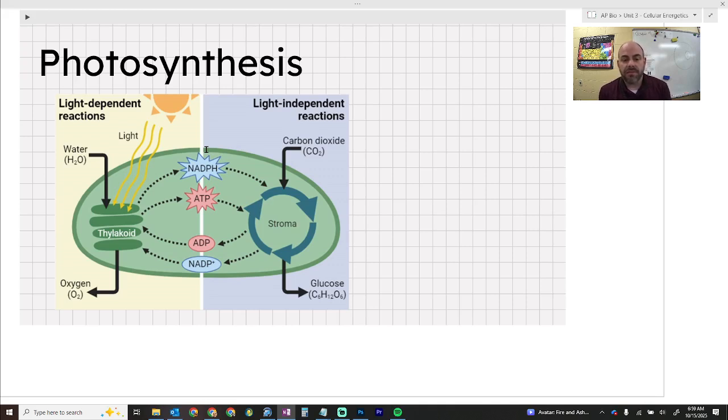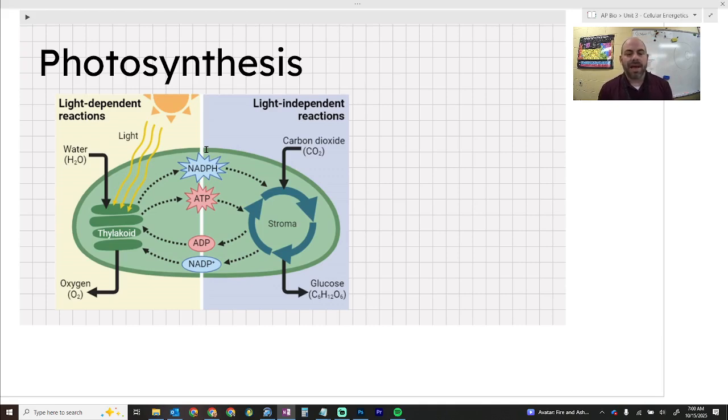The stroma is the fluid portion of the chloroplast, and what's happening in the light-independent or the Calvin cycle is energy from NADPH and ATP is being used to fix carbon, and glucose is going to be the product of this reaction. Notice that ATP and NADPH are used up in this reaction, and the ADP, which represents the used up form of ATP, and NADP plus, which represents that NADPH having dropped off those electrons that were picked up in the light-dependent reaction, are going to go back to the light-dependent reaction and pick up more things.